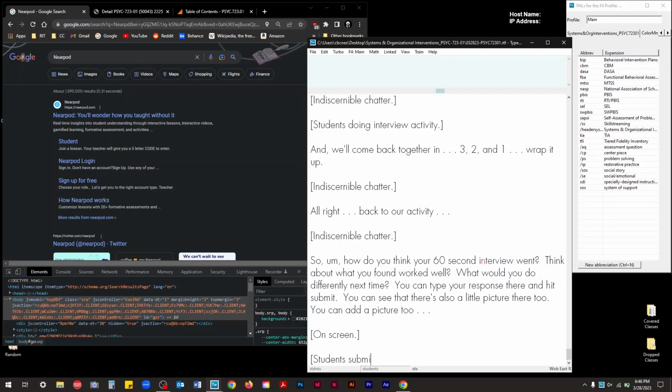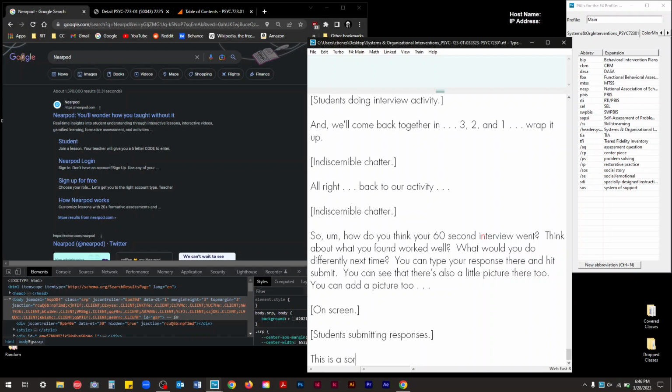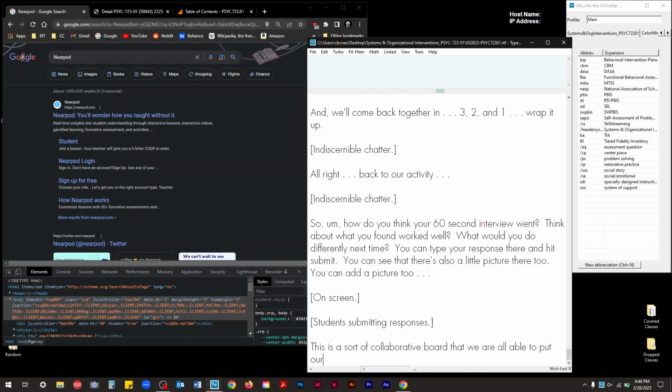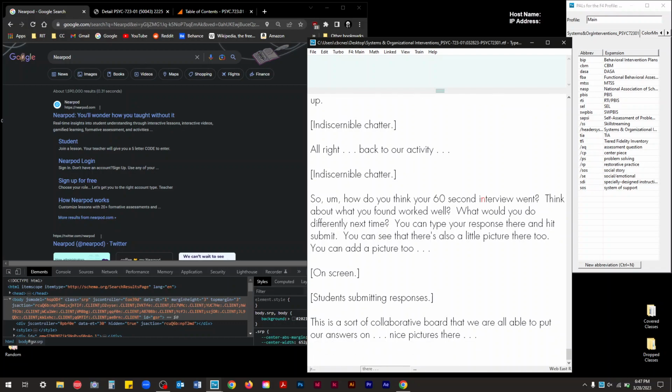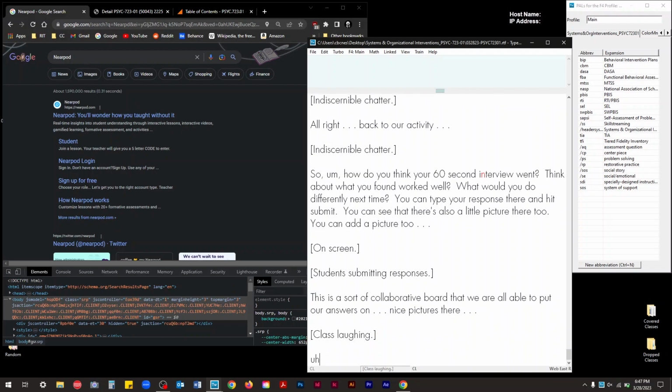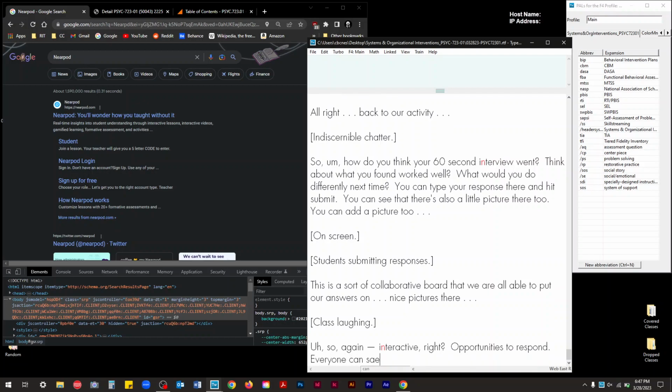So you see this is kind of a collaborative board that we all are able to put our answers on. Nice pictures, good pictures there. So you can do that. So again, like interactive, right? Like opportunities to respond. Everyone's able to say what they want to say.